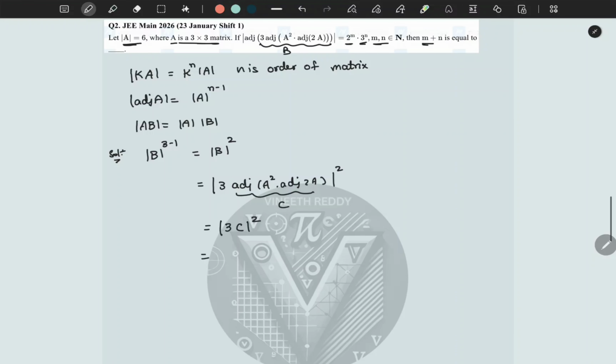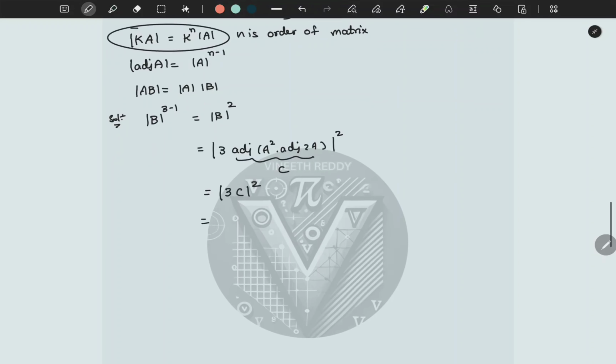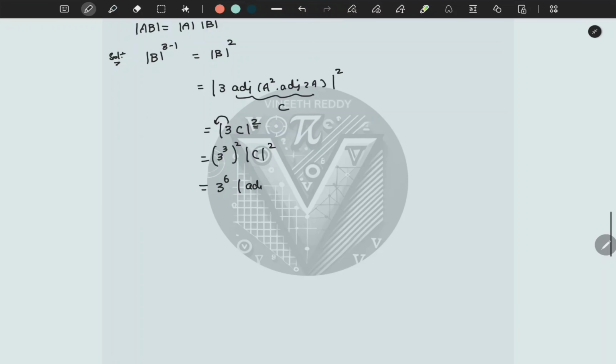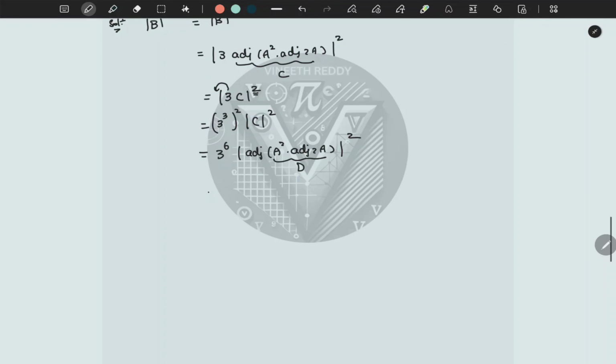Again, determinant of this is of the form determinant of kA will be k to the power n into determinant of A. So here we can take this 3 outside. We get 3 power n, and n is 3 here, so 3 power 3, and we don't forget about this square. So we can write this as 3 power 3 whole square into determinant of C whole square. So we get 3 power 6 into determinant of C, and what is C here? C is nothing but adjoint of A square into adjoint 2A whole square. Again, we can take this as D. So assume that as D.